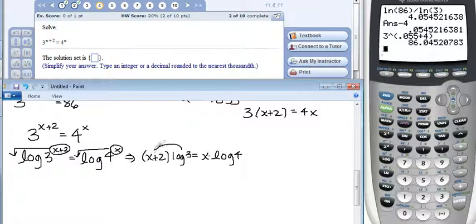I'm going to distribute. So I've got x times the log of 3 plus 2 log of 3 equals x log of 4. Okay, I'm going to gather my x terms. I'm going to want to bring that one over here. So I'm going to subtract x times the log of 3, both sides.